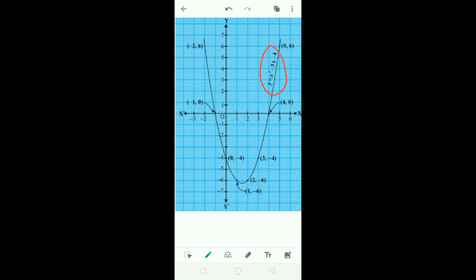In this example, how many zeros are there? Look at the graph, the x-axis where the graph intersects, here and here. It is clearly shown. One point is minus 1, and on this side the point is 4. So these 2 points are the zeros of the polynomial.